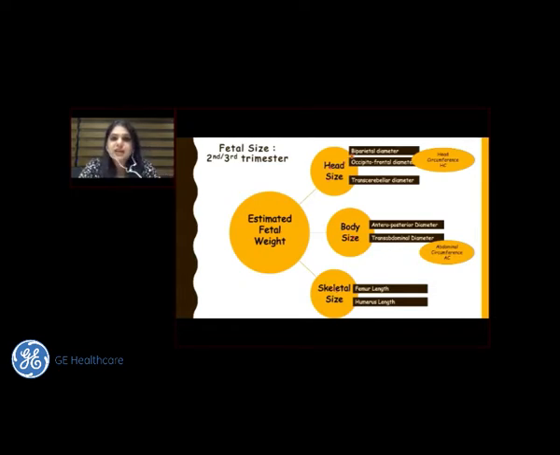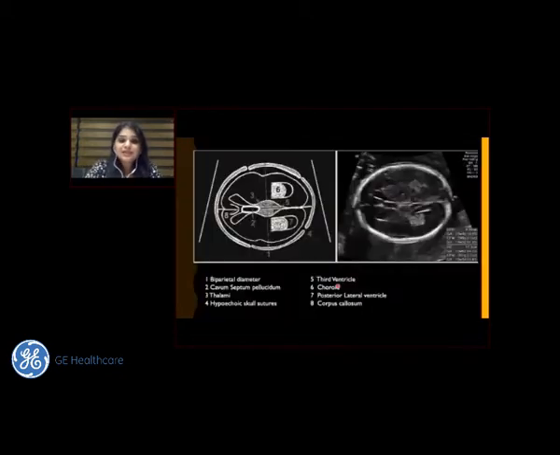For the head size, you measure the head circumference, for which you need the biparietal diameter. For the body size, you measure the abdominal circumference, and for the skeletal size, you measure the femur and humerus. This is something that all obstetricians should be aware of with precision in millimeters, because you all are going to do your own well-being scans from the second, third trimester onwards.